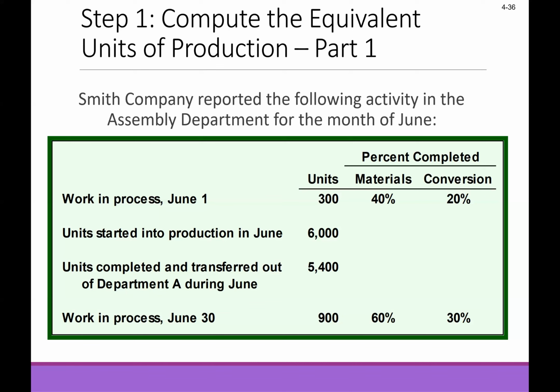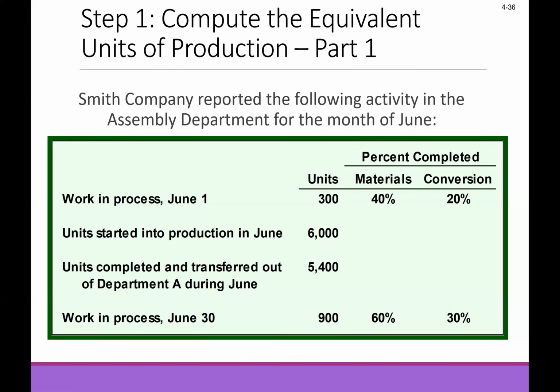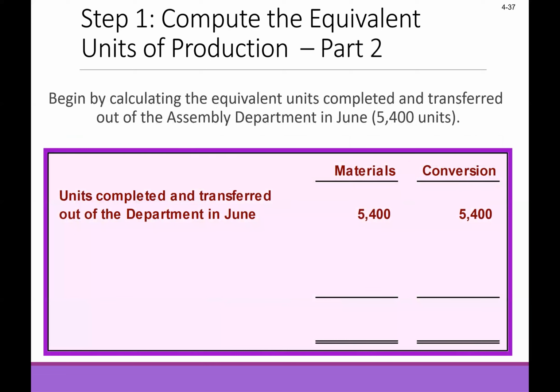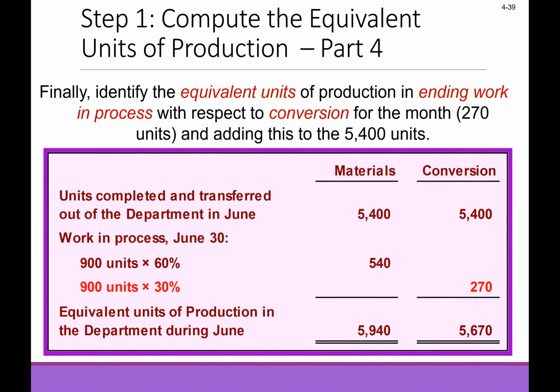Okay, so what we need to do is come up with equivalent units. We know 54 units were transferred out. The whole 100% of 54 units were transferred out. As of the end of the month, we had 900 units completed, 60% in regards to materials, 30% in regards to conversion. That's what we produced during the month of June.